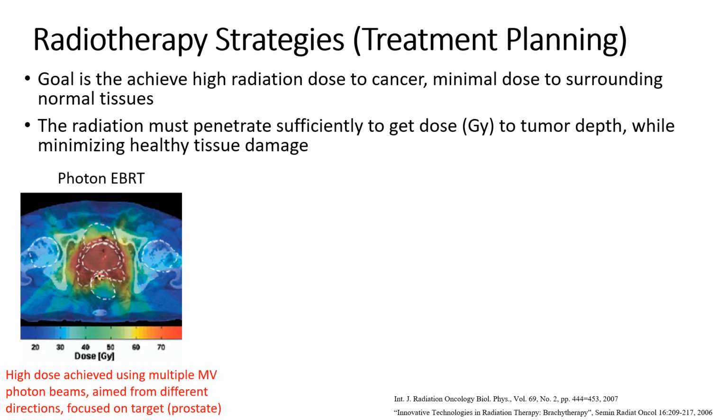So here on the left, this is a photon external beam radiotherapy. Basically, we're achieving a high dose to the prostate, which is the target in this case, by using multiple megavoltage photon beams, which are aimed from different directions, all focused on the target. So even though the dose, if you had a single beam, would be highest at or near the surface and then decrease exponentially, by using multiple beams, we're getting a high dose at the center there.